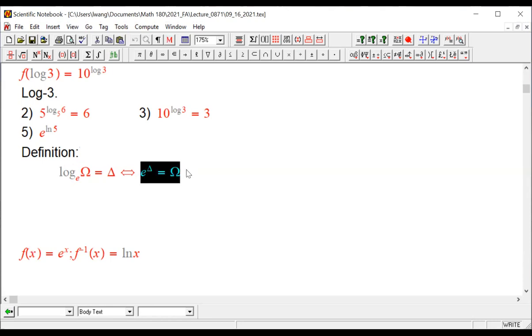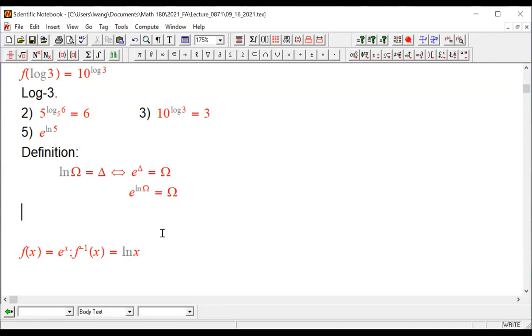And with that, e raised to the power triangle equals omega. They're locked in this relationship. And the triangle, of course, we have a shorthand notation for it: it's ln omega. So this triangle is the same as ln omega. It's really just a substitution. Do you guys see that?